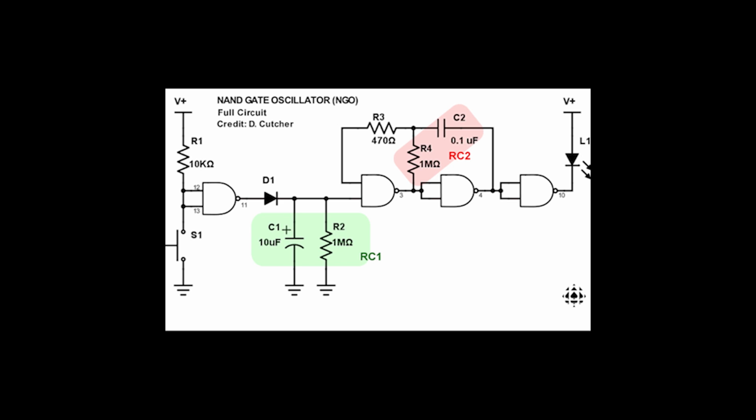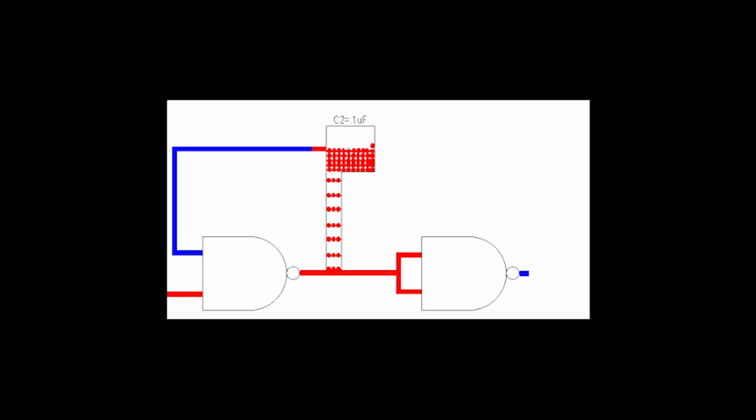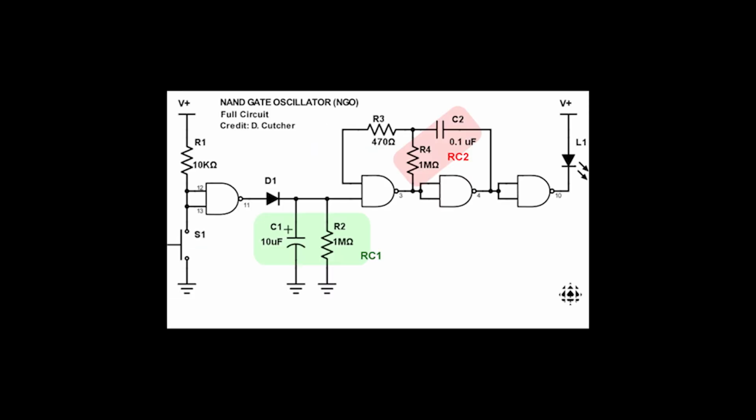The crucial elements here are two resistor capacitor networks, RC1 and RC2. Each network controls the time it takes for the input voltage to reach the required level to change the gate's output state. This feedback mechanism generates the essential clock signals.